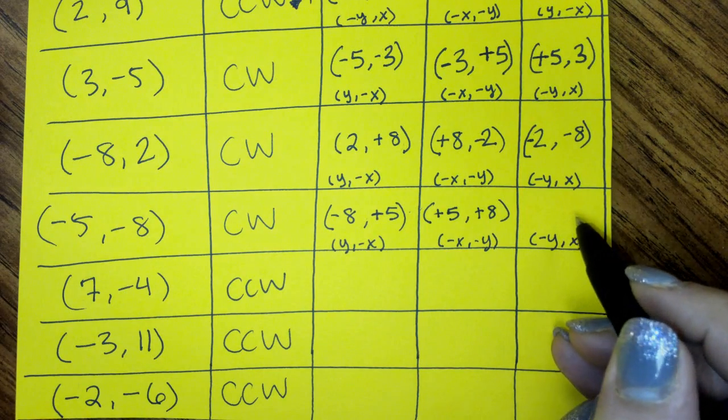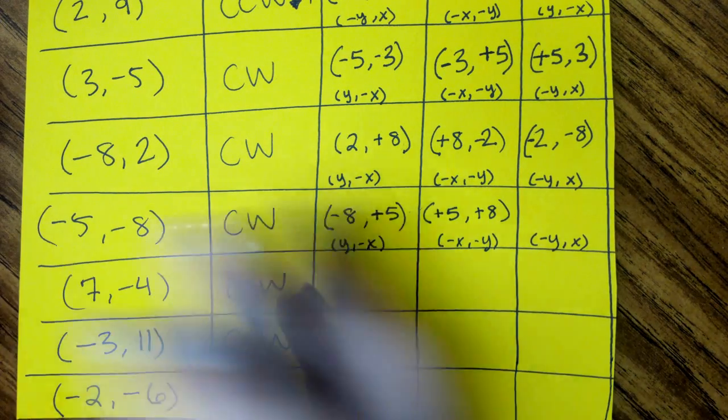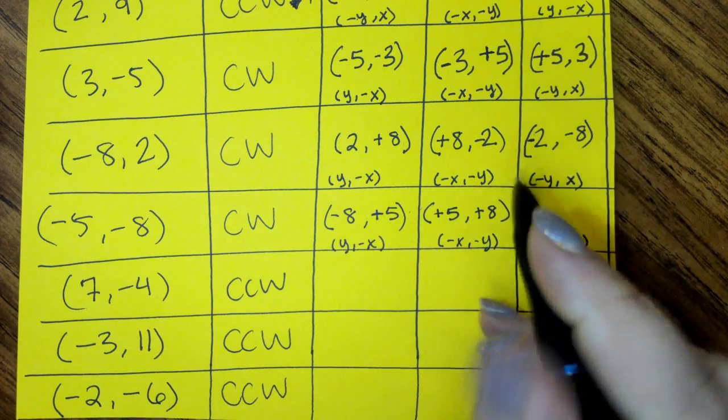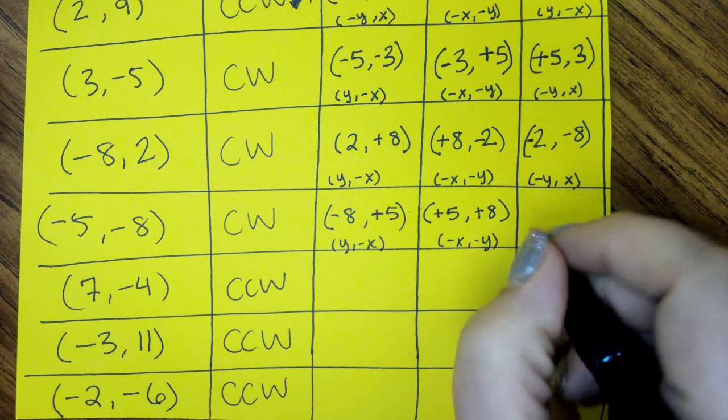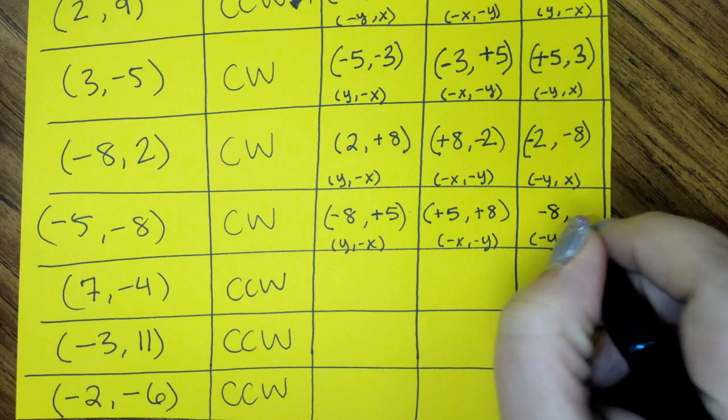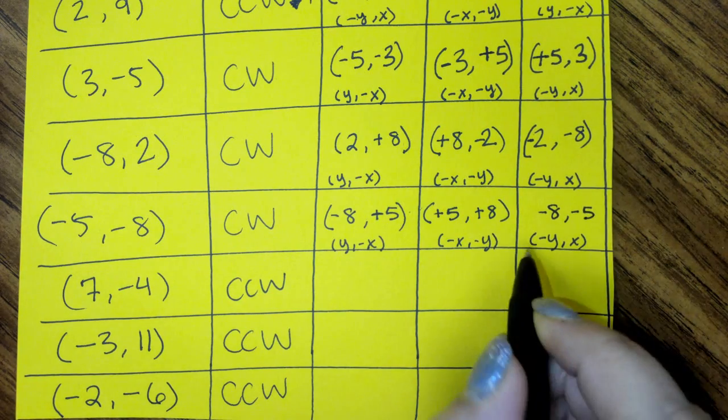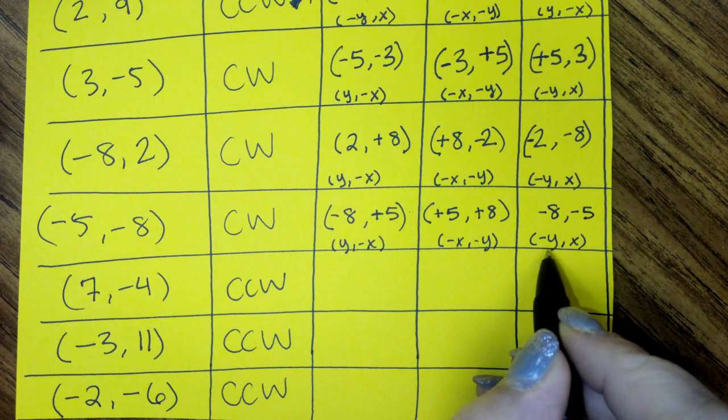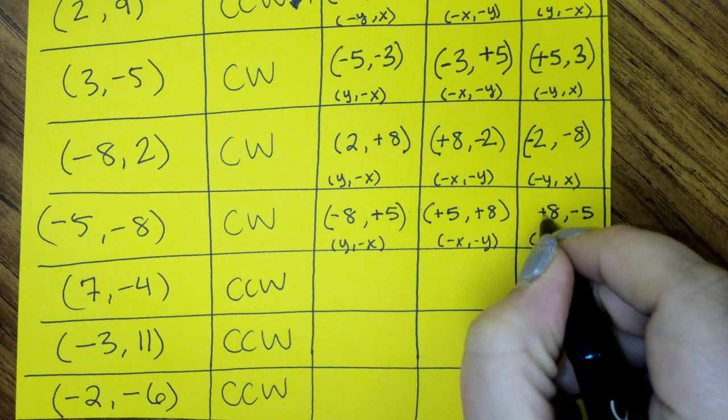Now I've got 270 degrees clockwise. I have to switch the order of the numbers for 90 and 270, the order of the coordinates, sorry. So we've got a -8, -5, and then we make the first thing opposite. So instead of -8, this is +8.